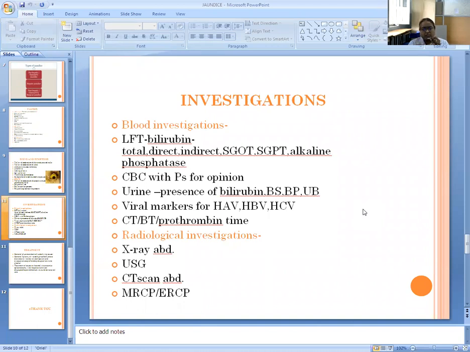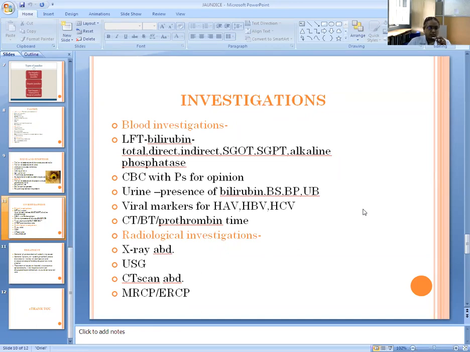So these are the basic investigations in the case of jaundice: liver function test, complete blood count, urine examination, viral markers, CT, BT, and prothrombin time, and the history, whether the patient is alcoholic or not, which is the most common cause of jaundice. If the patient is a chronic alcoholic, a heavy drinker or daily drinker of alcohol, that means it is alcohol-induced hepatitis which causes jaundice. So history is important. In our India, alcohol addiction is very common, so many alcoholic patients present with jaundice, that is alcoholic hepatitis.